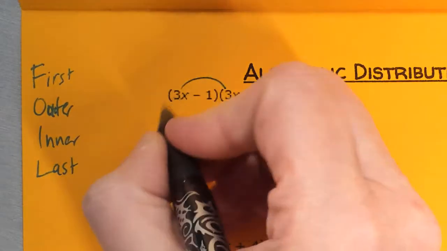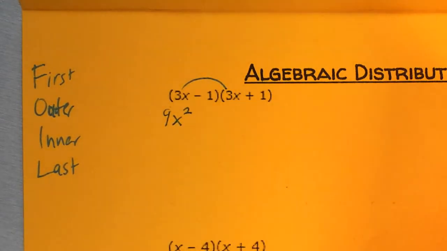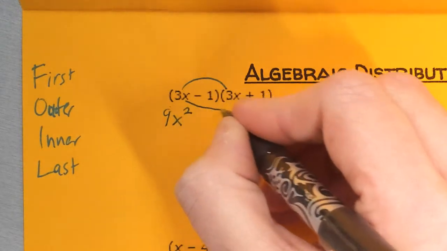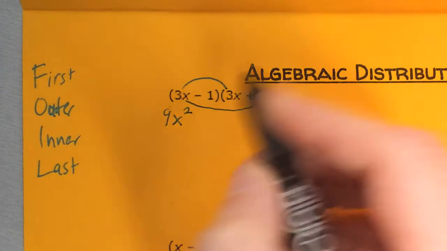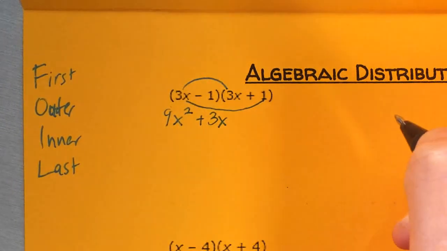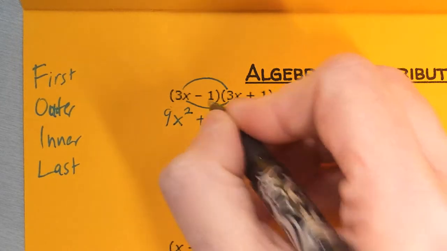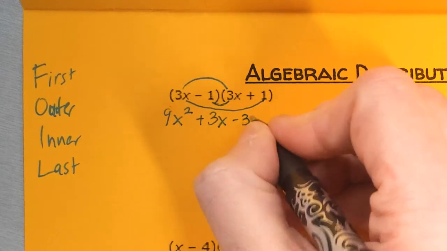3 times 3 is 9. x times x is x squared. There's my first. Then I connect my outside terms. 3x times 1 is positive 3x. Now I connect my inside terms. 3x times negative 1 is negative 3x.